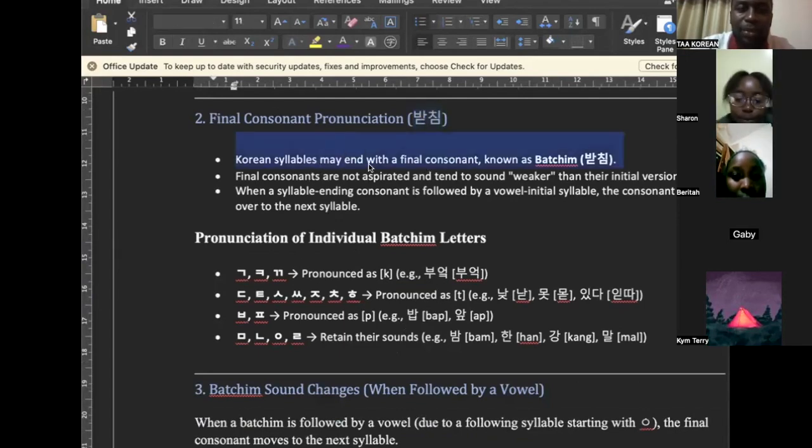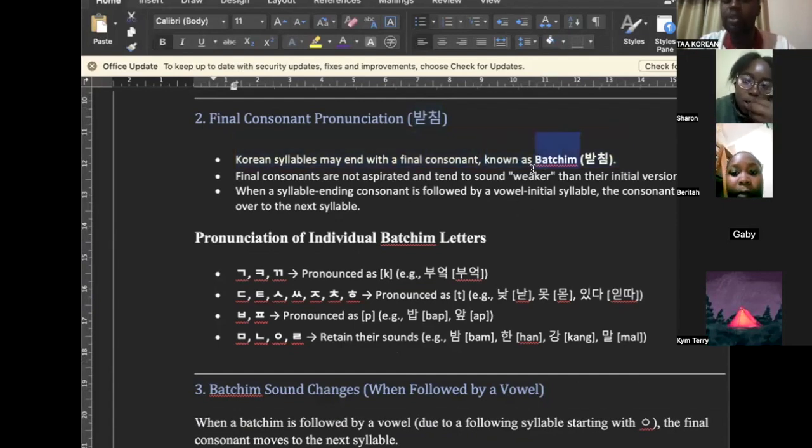Korean syllables may end with the final consonant known as a batchim. So Sharon's name definitely has the final consonant N, which is a batchim. Final consonants are not aspirated and sound weaker than their initial version. When a syllable-ending consonant is followed by a vowel-initial syllable, the consonant carries over to the next syllable. I'll explain later what that is.